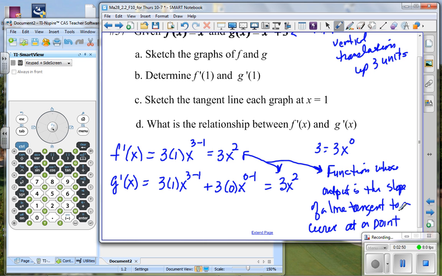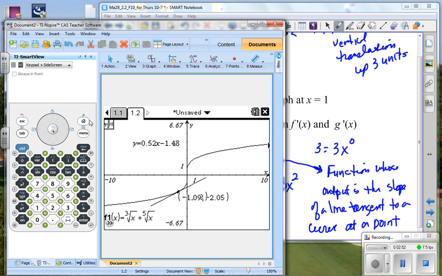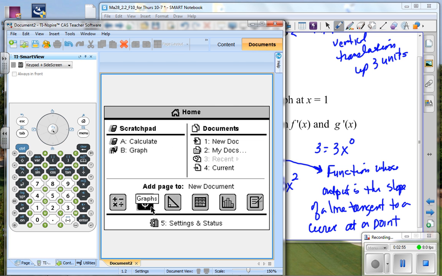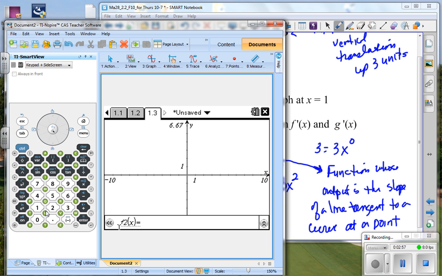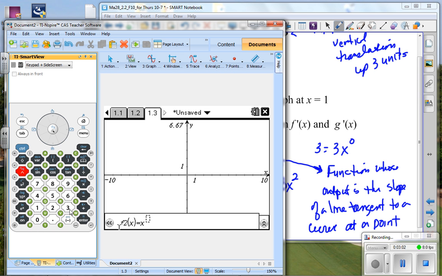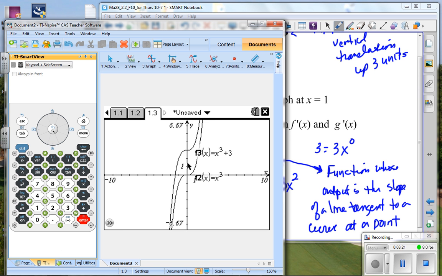Now, let's take a look. Take your Inspire. Let's add a new graph page, and we're going to put in x cubed. So we'll take x to the 3rd power, and we'll graph that. And press tab. Let's get that entry line back. And now we're going to put in g of x, so that's x to the 3rd power, and bring the cursor down, plus 3. And it's going to be identical, except it's going to be up 3 units.